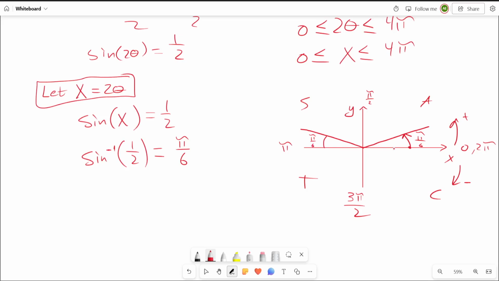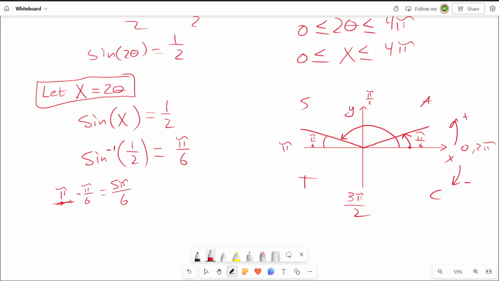To find the next angle, I'm also going to start from the positive x and move all this way. And I know that this straight line is 180 degrees. So if I want this angle, I'm going to do pi minus pi over 6. So the next angle is pi minus pi over 6, which is 5 pi over 6. Okay, let's continue from here.